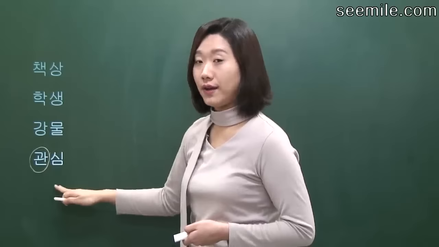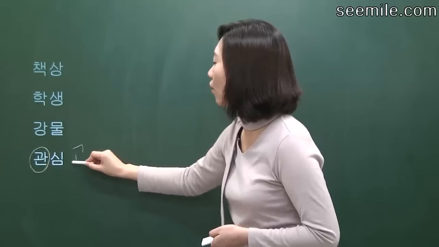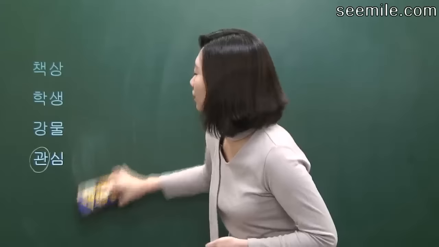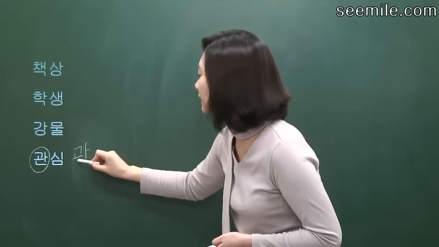K sound plus O plus A character. Double is combined vowels. Qua, qua, qua. So, qua is qua sound and ng. Quansim.